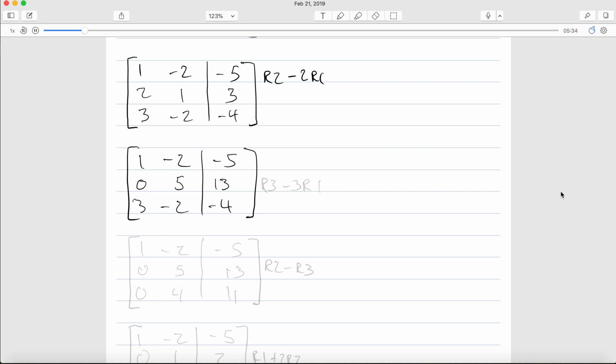Is this erase? How do you erase? Oh, I have to select it. Alright. I don't know if this is the best way, because now we want this to be a 1, so we would divide by 5, right? But then I'm going to have 13 divided by 5 here, which is a pain.